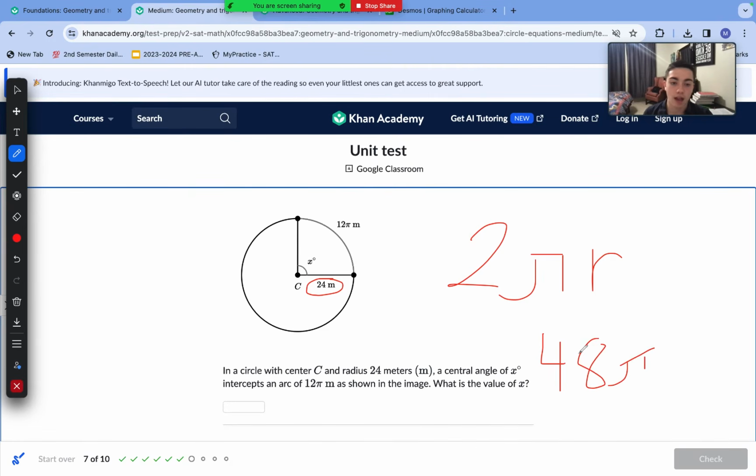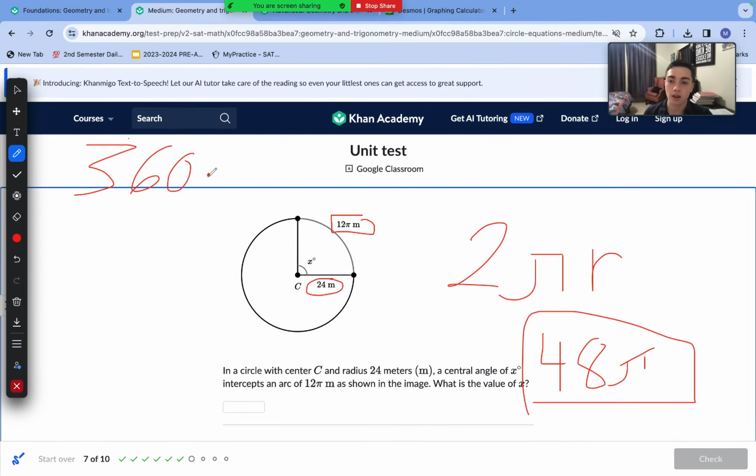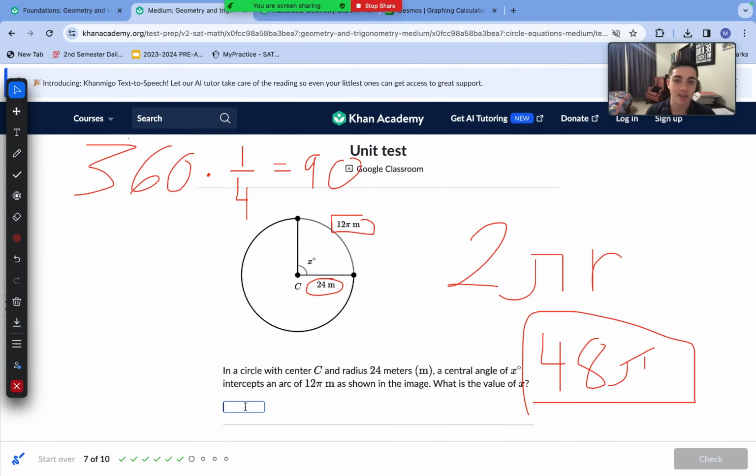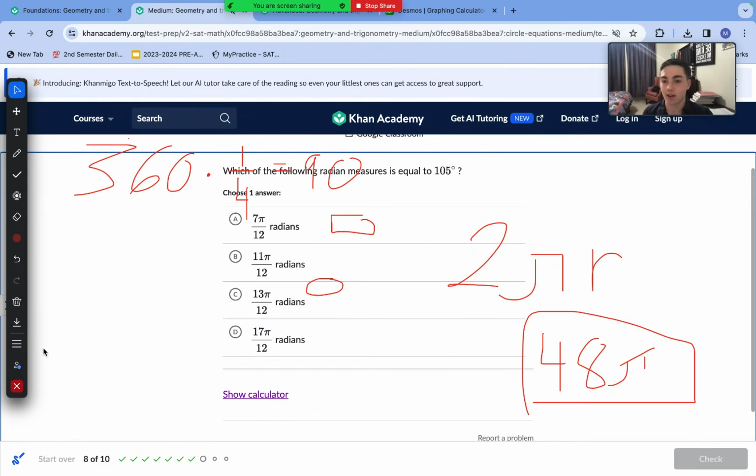Now we can see that if the circumference of the circle is 48 pi and the arc length is 12 pi, that means that the sector is going to be 1/4 of the total size of the circle. So we just need to multiply 360, the total number of degrees in a circle, by 1/4 as well to find the central angle, and that is equal to 90 degrees. We can also see that this looks approximately like a 90-degree angle, and the figure is not drawn to scale here. So 90 is our correct answer.